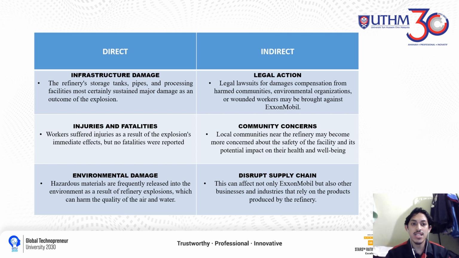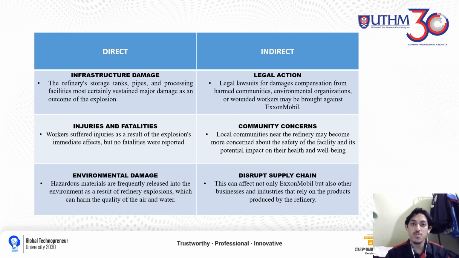So the first direct consequence is infrastructure damage, where the refinery storage tank, pipe and processing facility most certainly sustained major damage as an outcome of the explosion. The second is injuries and fatalities, where workers suffered injuries as a result of the explosion.